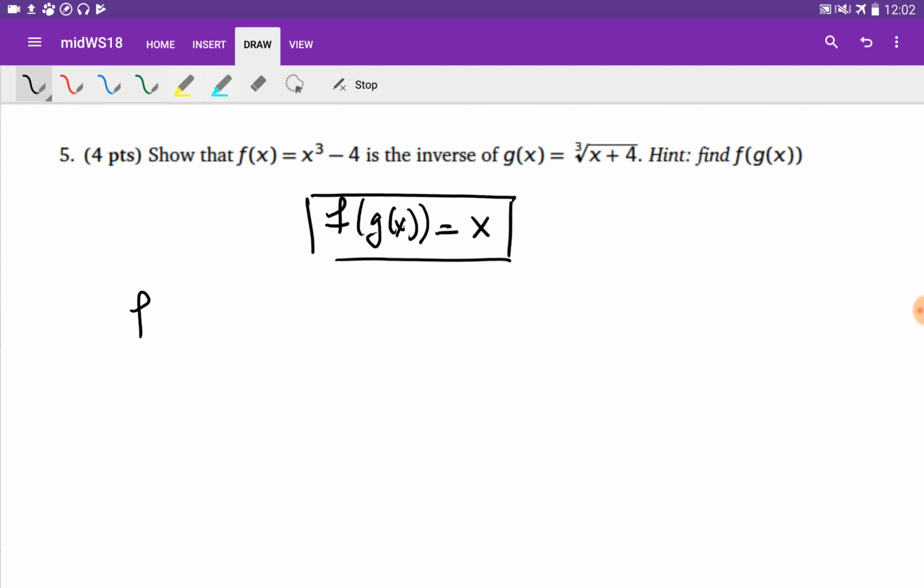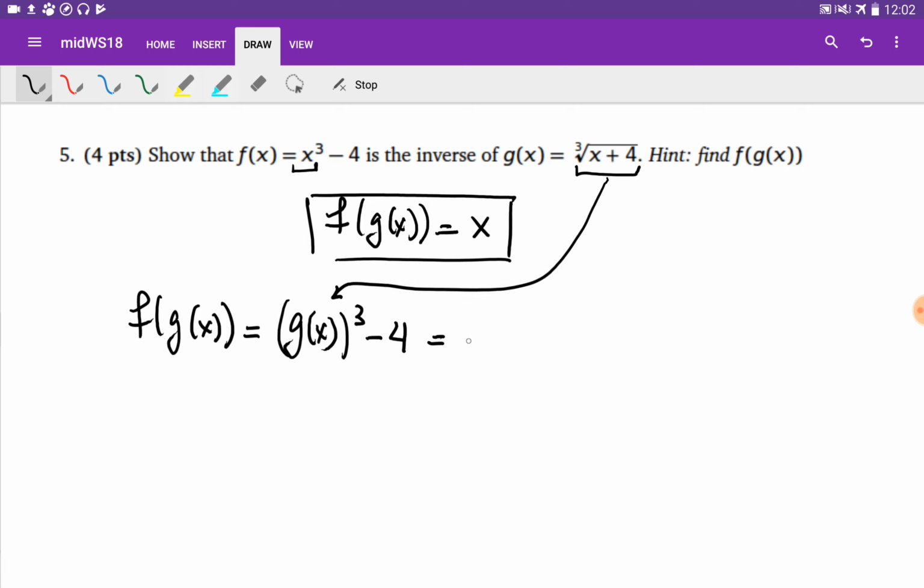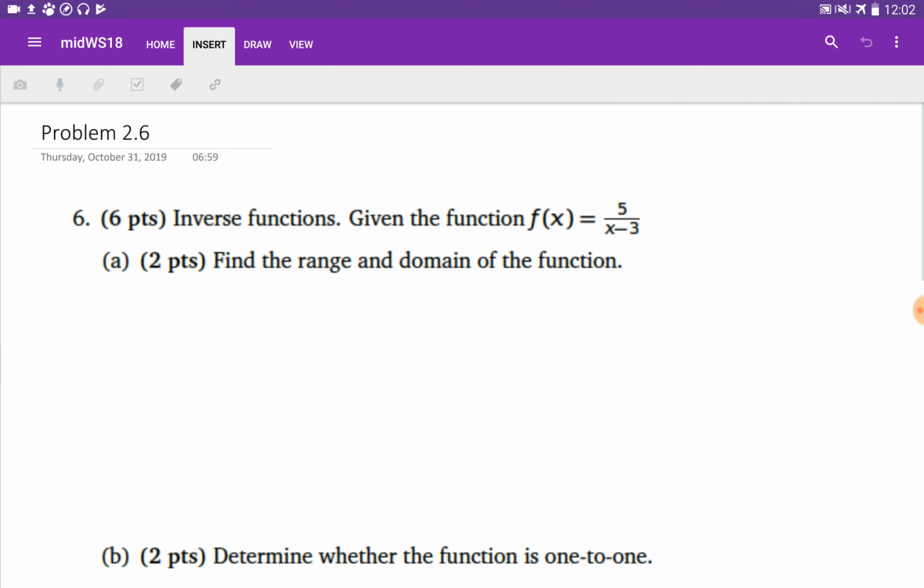So let's calculate the composite function f of g of x. Basically, in f, for all the appearances of x, I need to put g of x. Basically, it's going to be g of x in the cube minus 4. So now I need to substitute g of x here. It's going to be the cubic root of x plus 4, in the cube, minus 4. If you open up the brackets, it's going to be x plus 4 minus 4, which is equal to x. It means that these two functions are inverses.